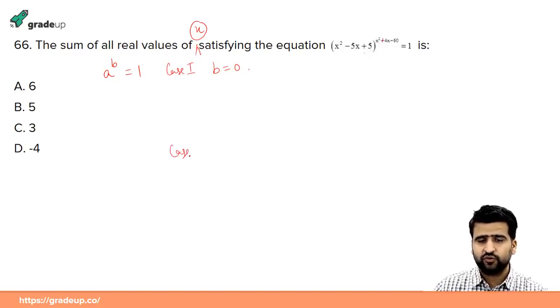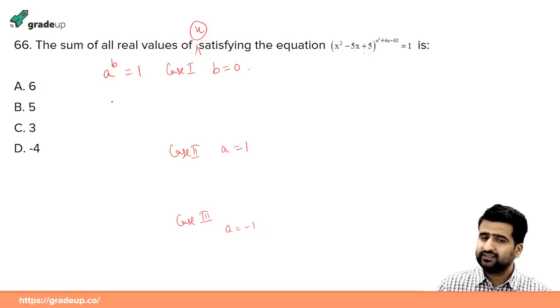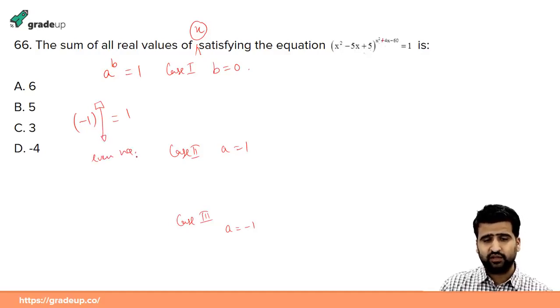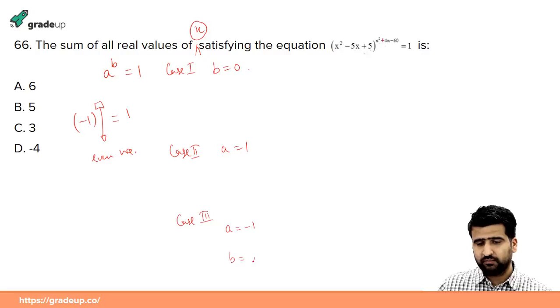Case 2 is that a is equal to 1. 1 to the power any number is always equal to 1. And case 3, which most of the people have not included, is that a is equal to minus 1. So let's say the value of a is equal to minus 1. What power can I have so that I get the result equal to 1? This b should be an even number. So if b is an even number, we can say that a to the power b will be equal to 1.